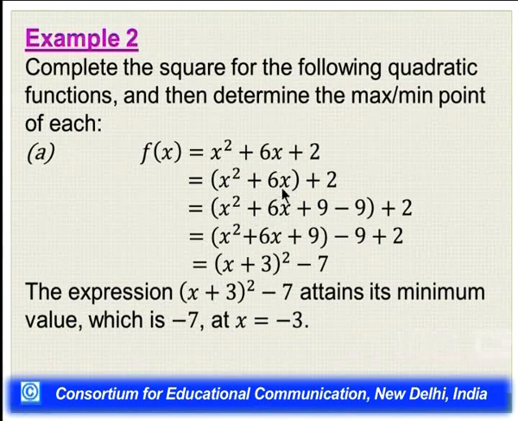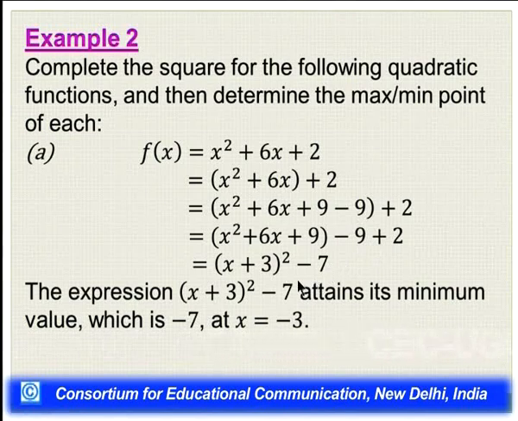To complete the square, I have to look at the coefficient of x, which is 6. Half of 6 is 3. So I'm going to add and subtract a 9 from this expression x squared plus 6x. That gives me x plus 3 the whole square. Once I take this minus 9 outside, I get minus 9 plus 2, which is minus 7.